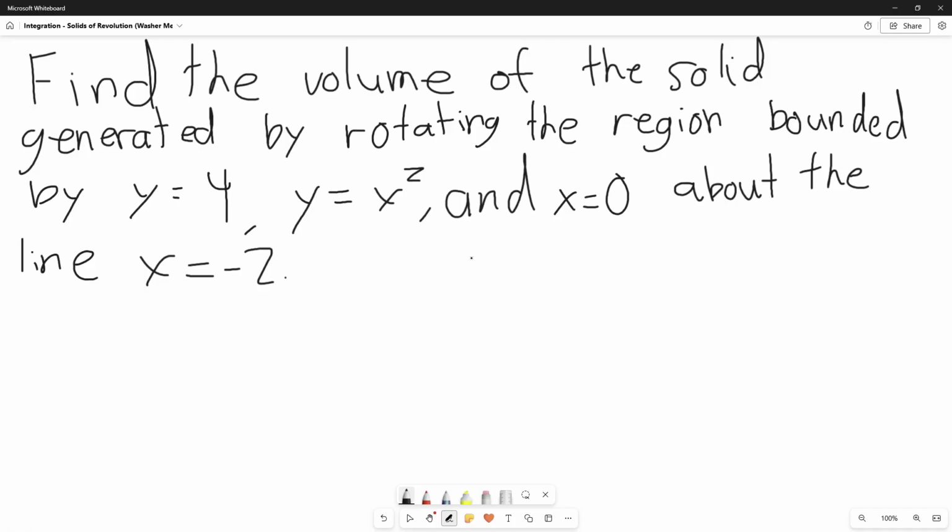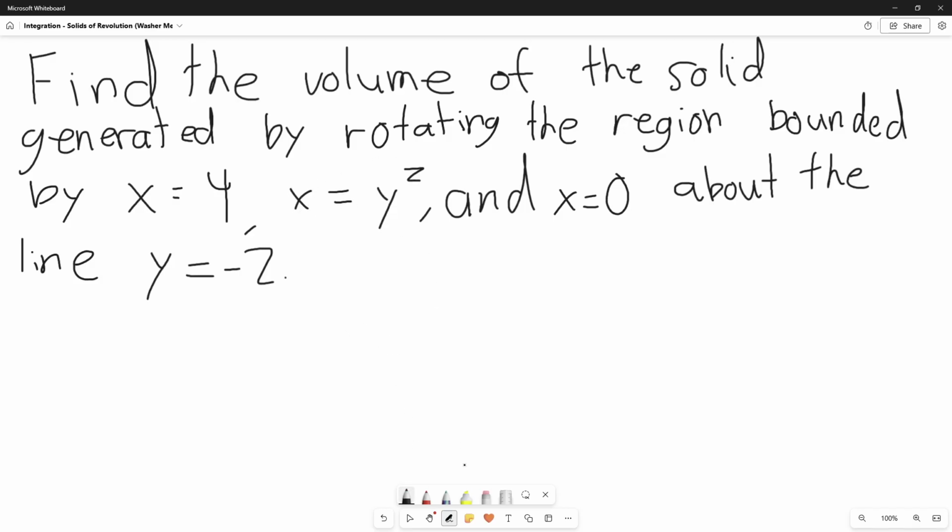And I kind of discussed a trick in the last video where if you have something rotated about a vertical line, like x equals negative 2, then you can switch the y's and x's in every single equation and it will be the same answer. So this becomes y equals negative 2. This becomes x equals 4. This becomes x equals y squared.